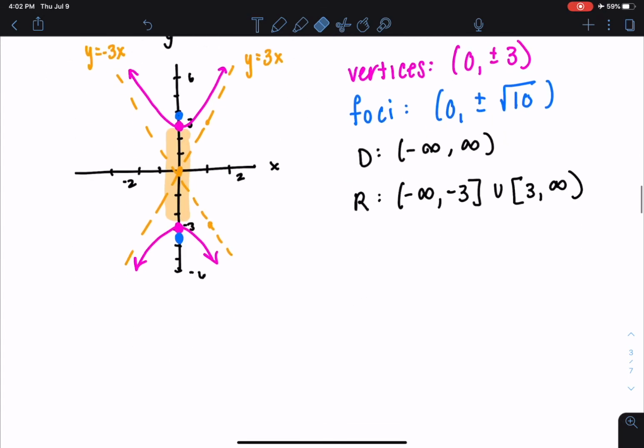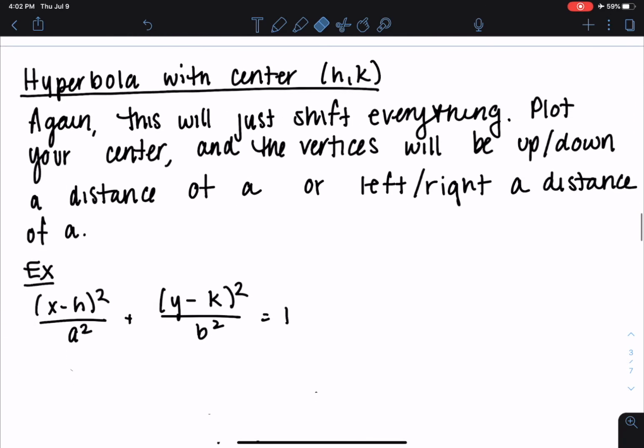Okay. But now we're going to go ahead and take this thing and shift it to give it a center h, k. All that's going to do is shift it. You plot that center to get your vertices. You're going to go up and down a distance of a or left and right a distance of a. To find your equations of your asymptotes, we're going to replace x by x minus h, because that's what shifts the center, and you'll replace y by y minus k.